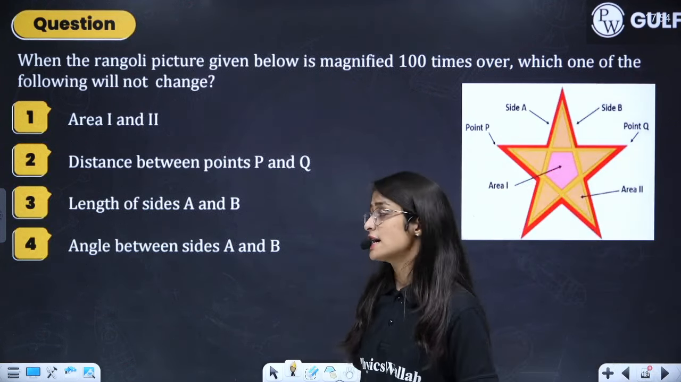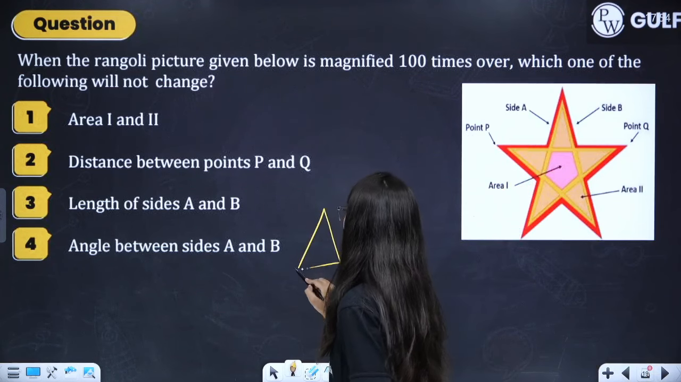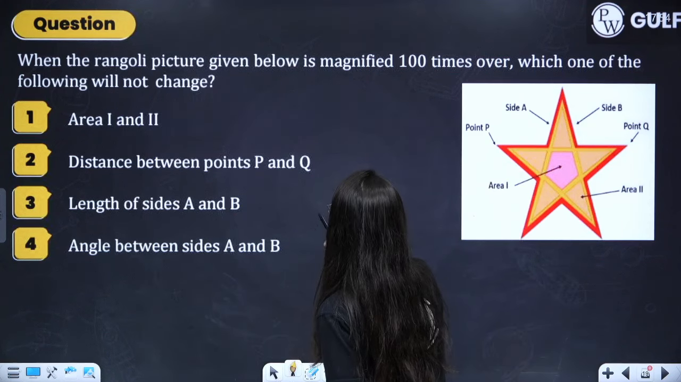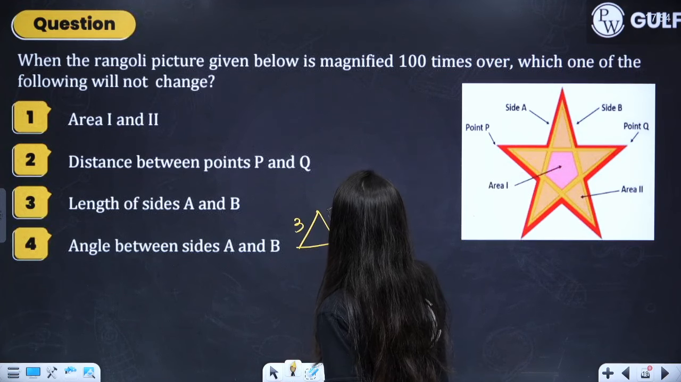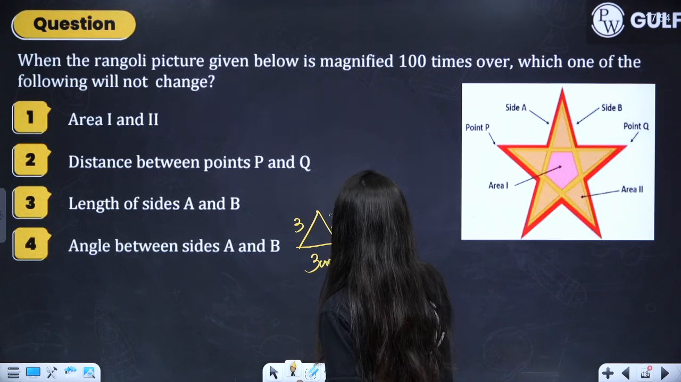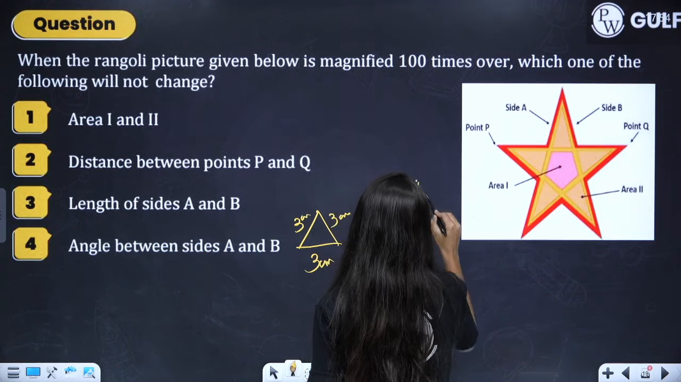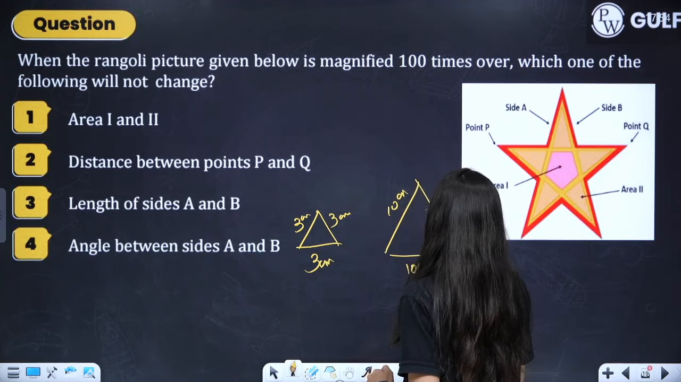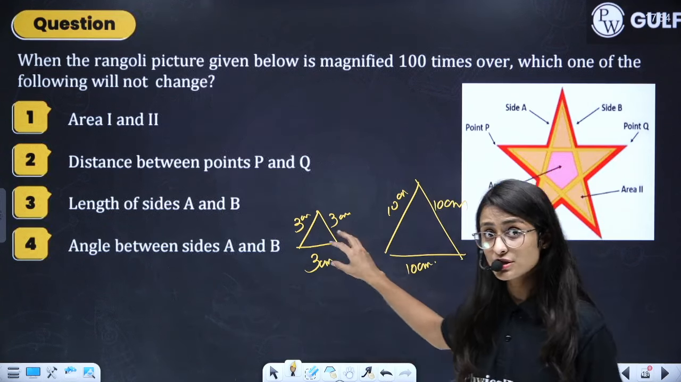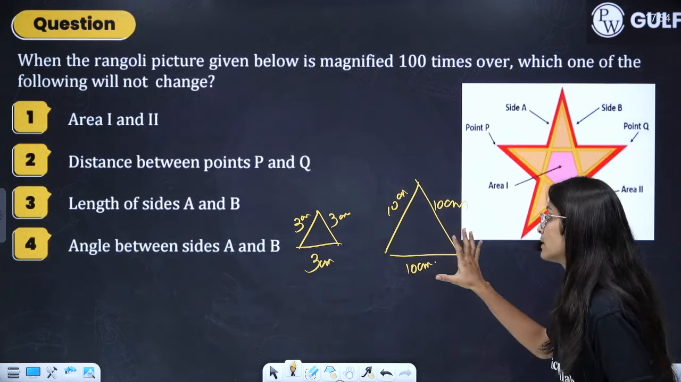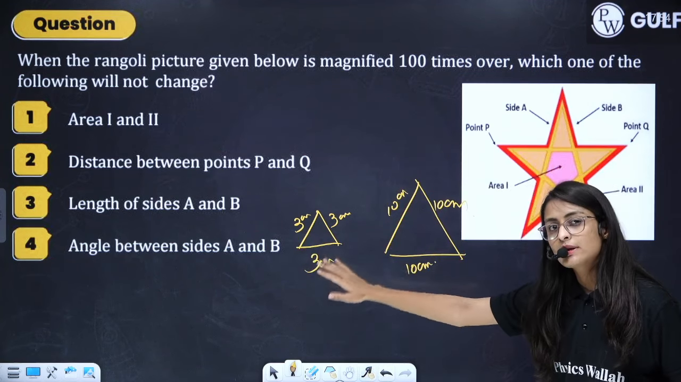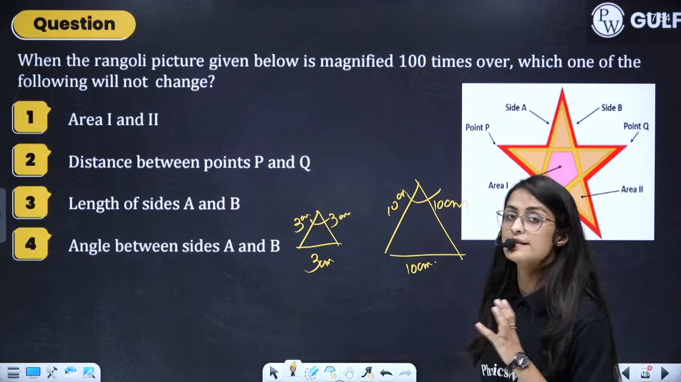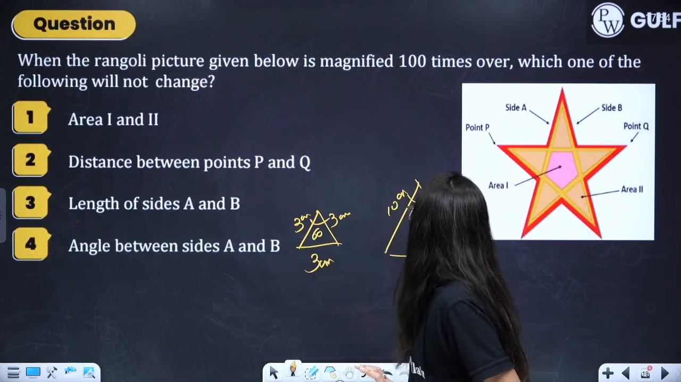Why? Because as we have learned the concept of similarity, let me explain it with a very easy example. Let me take an equilateral triangle with sides 3, 3 and 3 centimeter, and the other equilateral triangle with sides 10 centimeter, 10 centimeter and 10 centimeter. See, if I enlarge this equilateral triangle, firstly the side was 3 centimeter, now it is becoming 10 centimeter, but still the angle between two sides remains the same. It's 60 degrees over here, 60 degrees over here.